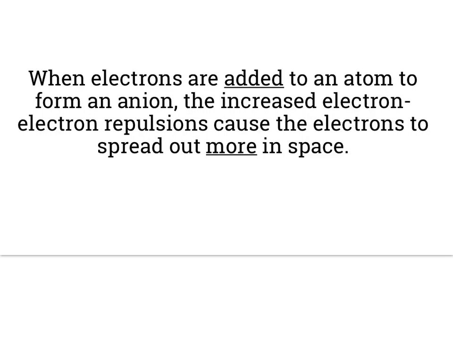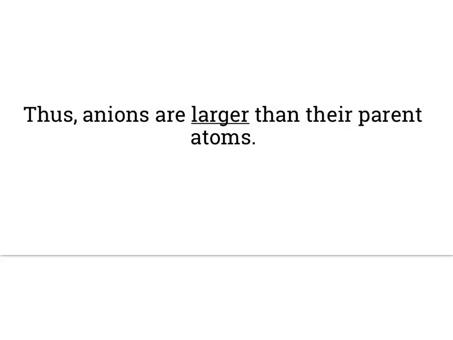When electrons are added to an atom to form an anion, the increased electron-electron repulsions cause the electrons to spread out more in space. You now have more electrons. And also, our overall charge is decreased. There are now more electrons, which means the overall net charge on each of them is a little bit less. So they're pushing each other away, and they're being held less tightly to the nucleus. You've got a little bit more electron shielding going on. Thus, anions are larger than their parent atoms.